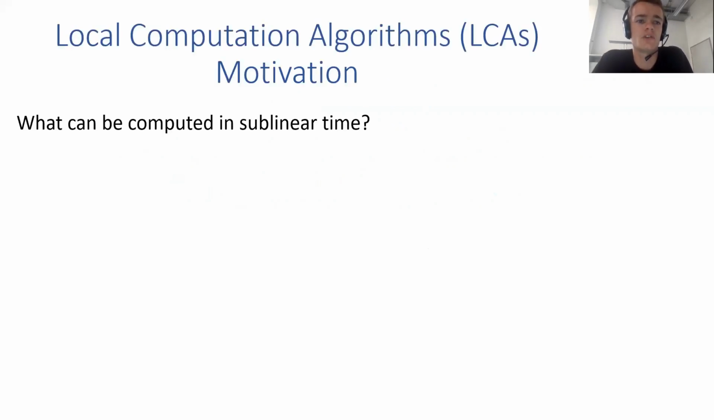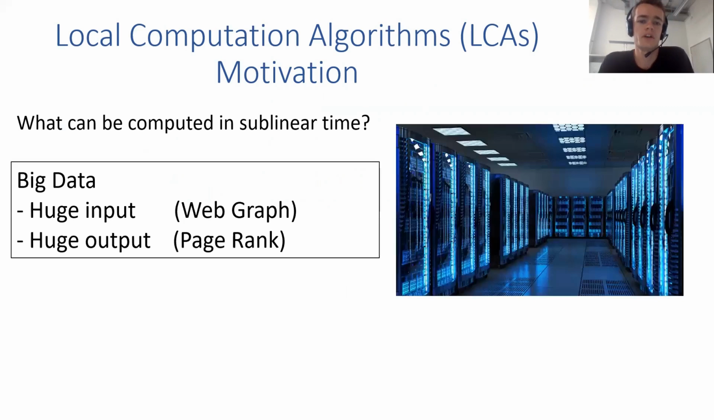In this talk, we study so-called local computation algorithms, or LCAs for short, and before I formally define them, let me motivate them first. The fundamental question that we want to understand is what can be computed in sublinear time. This question is motivated by the era of big data we're living in. Often you're dealing with a really huge input, so think, as an example, of the web graph. And also often the output is huge. If you want to compute a PageRank, you need to compute one value for each node. Hence, it seems that if even the output is comparable to the input size, we cannot really do something meaningful in sublinear time.